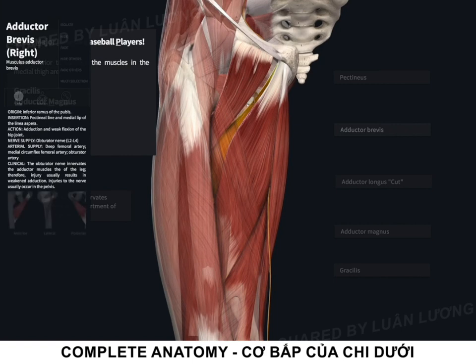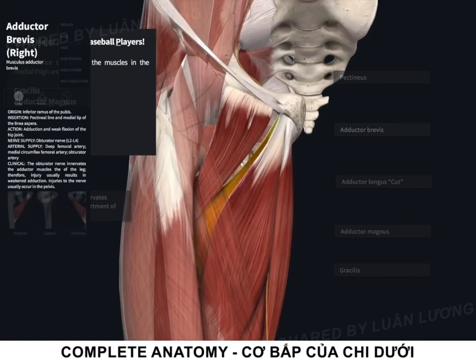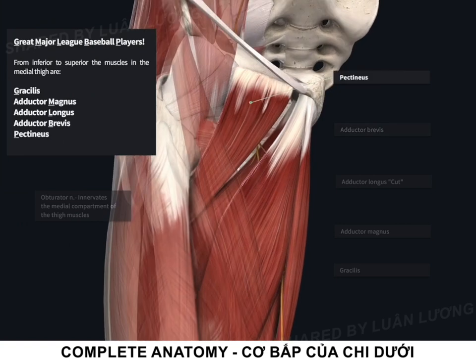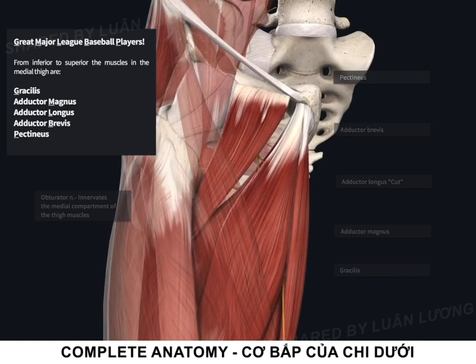The players is for the last medial compartment muscle, pectineus, which is also going to be part of our anterior thigh because it helps with hip flexion. This small muscle is going to be innervated by the nerves that supply both compartments.